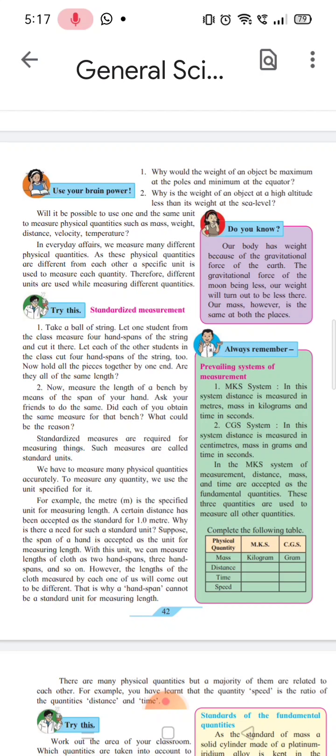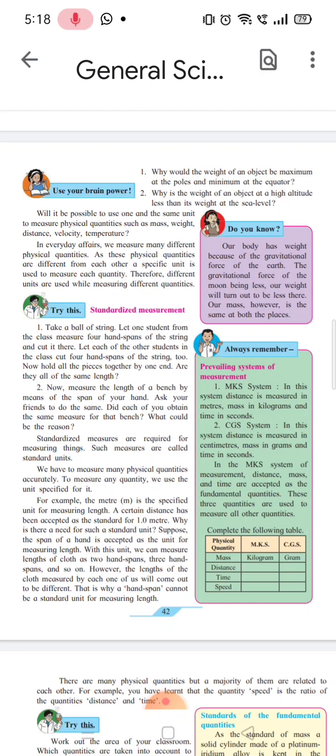To measure any quantity, we use a specific unit. For example, for measuring time, we use seconds. For measuring length, we use centimeter and meter. For measuring mass, we use gram and kilograms. Why is there a need for a standard unit? As we have seen in both the above activities, if we use hand span for measuring cloth, there will not be accuracy and uniformity in measurements. There are many physical quantities, but a majority of them are related to each other.